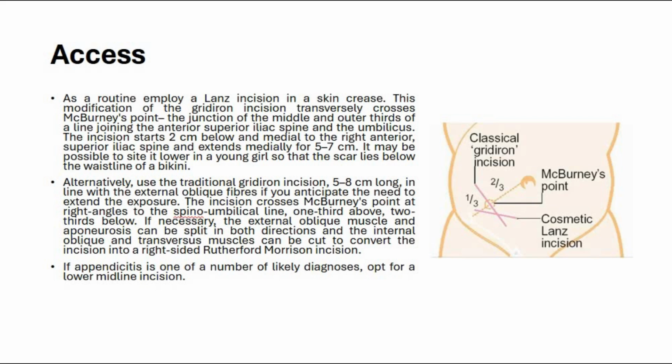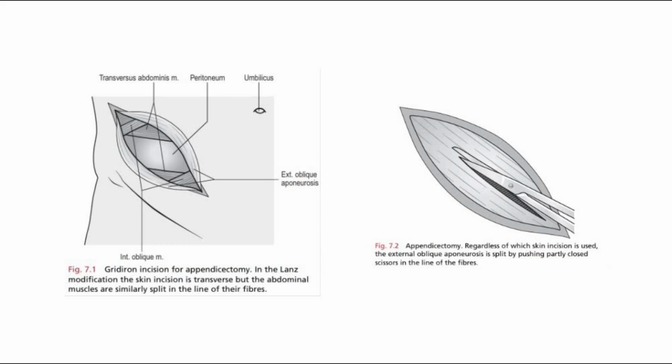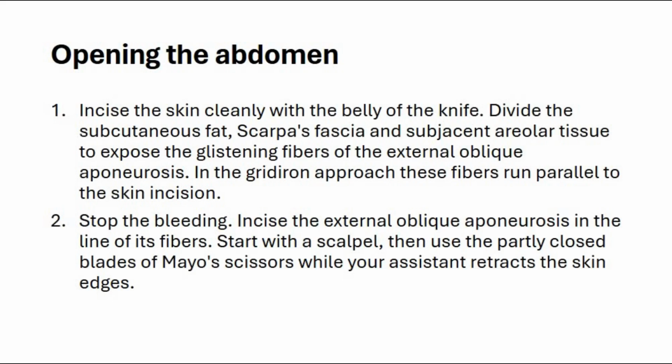Next, opening the abdomen. Incise the skin cleanly with the belly of the knife. Divide the subcutaneous fat, scarpous fascia, and subjacent areolar tissue, to expose the glistening fibers of the external oblique aponeurosis. In the gridiron approach, these fibers run parallel to the skin incision. Second, stop the bleeding. Incise the external oblique aponeurosis in the line of its fibers. Start with a scalpel, then use the partly closed blades of Mayo's scissors while your assistant retracts the skin edges.